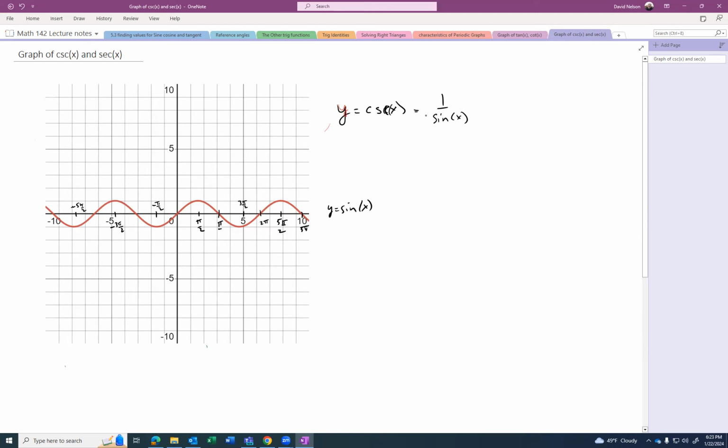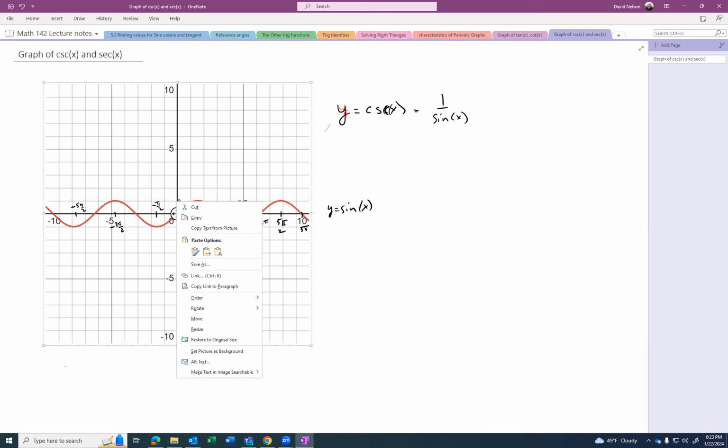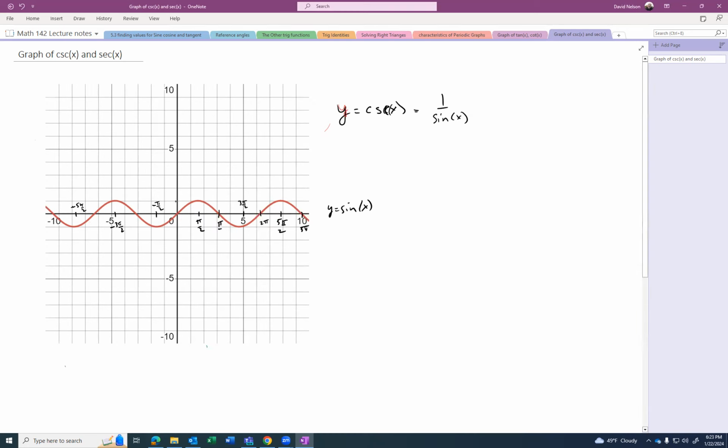What I want to look at is the cosecant function, which is 1 over the sine of x. Well, I know that when the y value is 1, when the sine is equal to 1, 1 over 1 is just 1. So at pi over 2, the cosecant function is going to have a value of 1.